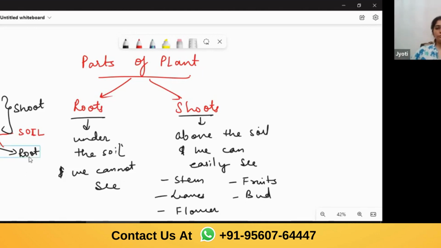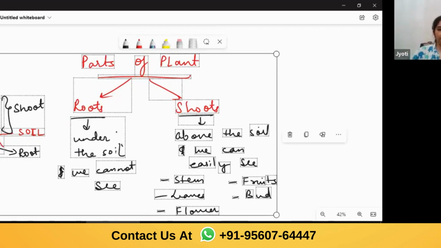Okay, now we move one by one to the functions. First we take the functions of the root. Let's now see the functions of the roots. First, understand please. Roots, as I told you, are under the soil. So what is the function of the root? It will hold the plant upright. Because roots are there, there is a grip of the plant with the soil, and so the plant will stand upright.